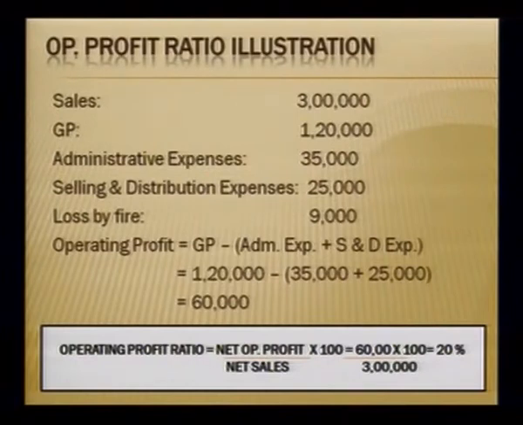So, operating profit would be the gross profit, that is 1,20,000, minus the administrative expenses and minus the selling and distribution expenses. So, 1,20,000 minus 35,000 minus 25,000 gives us 60,000. Loss by fire is not an operational expense because this is not routine, it is an accidental loss. So, it is not a part of the operating expenditure performed by the business.